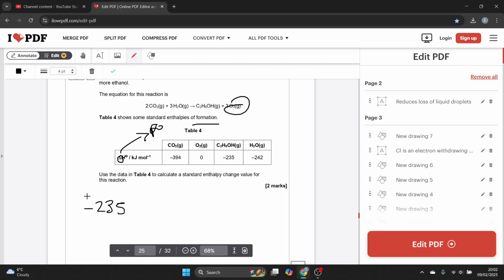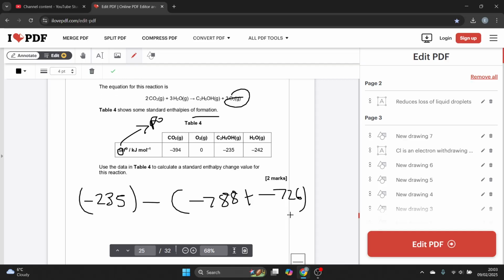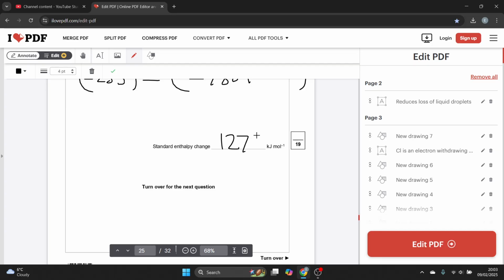Oxygen's an element by itself, so it's 0. Enthalpy of products minus enthalpy of reactants: 2 times CO2, 2 times minus 394, is minus 788, plus 3 times H2O, 3 times minus 242, is minus 726. Then minus 235, minus 788 plus minus 726, gives minus 1279, and obviously show that it's positive as well.